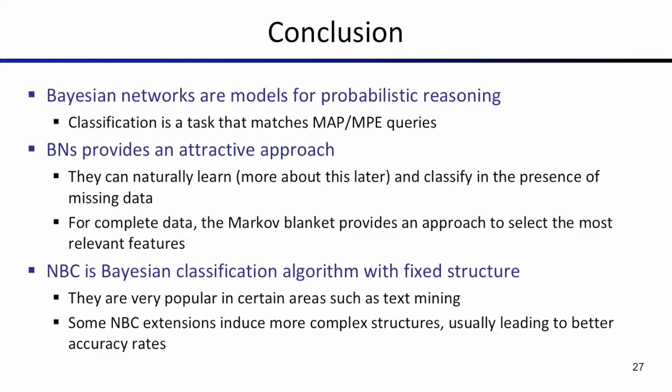Okay, so we got to the end of this lecture, and we saw how we can use Bayesian networks and derivations to solve classification problems. We saw that classification is a task that matches the MAP and MPE queries of the Bayesian networks. We saw that we can naturally deal with missing data in the test cases, and we're going to see in a future class, when we study how to learn the parameters from data, that we can also naturally deal with missing data in the training set as well.